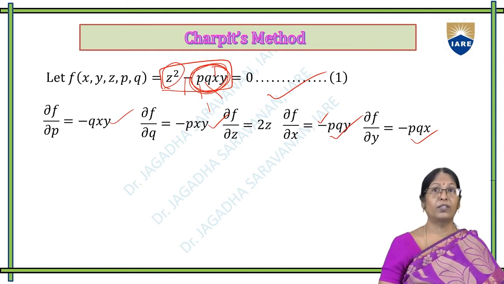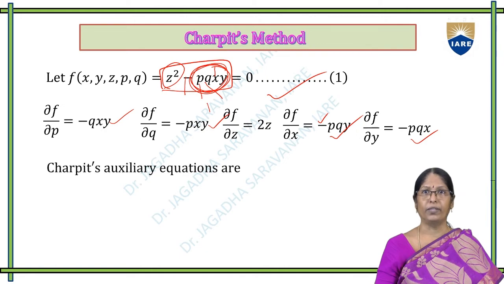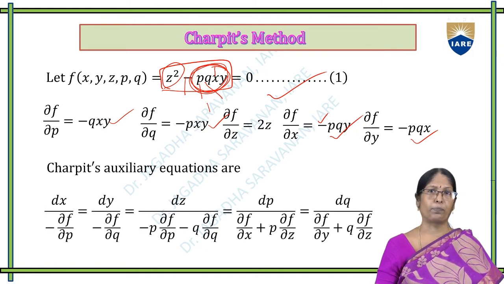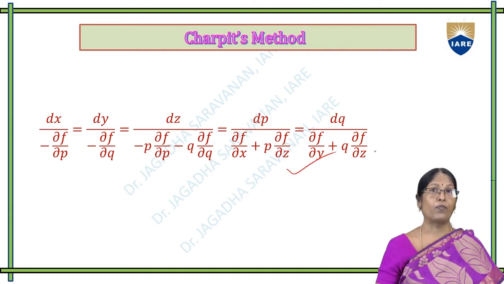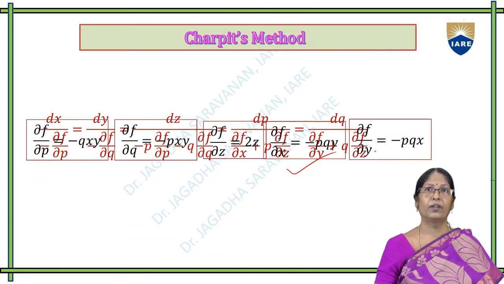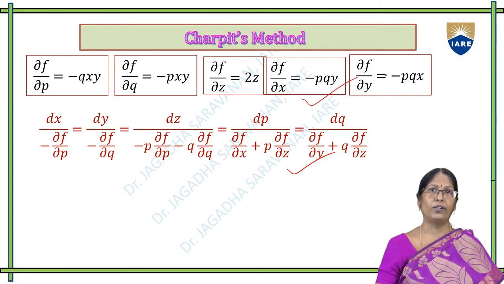So these are the terms, the values needed to substitute in our formula of Charpit's method. So this is the Charpit formula which is written here. These are the terms we already just now discussed, and how we obtained them also we discussed. Now we will start the substitution.